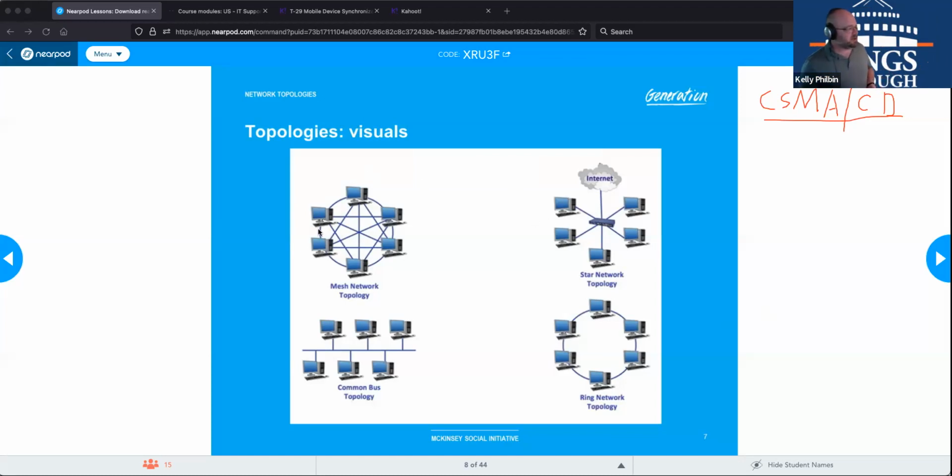So here we have our mesh network. As you can see, every computer is connected to everything else. You have your bus, where you have your central line and everything is connected to it, also called a common bus. We have our star topology, which has every computer connected to a centralized device, and then they can connect that central device to the internet through a gateway. And then we have that ring network, where you can see that clear, definitive ring.